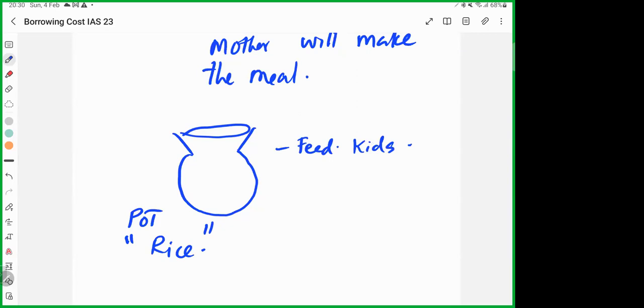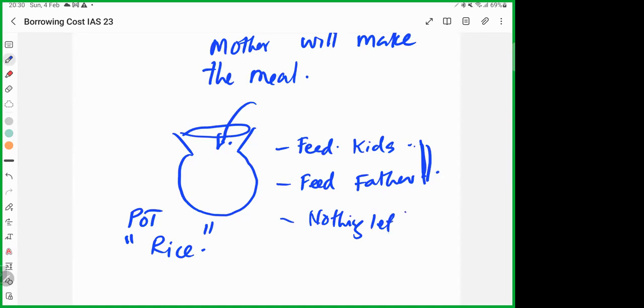Okay. And then she will provide a meal to her husband, meaning the father. Now the scenario, brother, is sometimes pathetic. I have experienced it personally with my family and my mother. After feeding all of them, when you check the pot, unfortunately, brother, nothing is left. Have you come across this scenario?